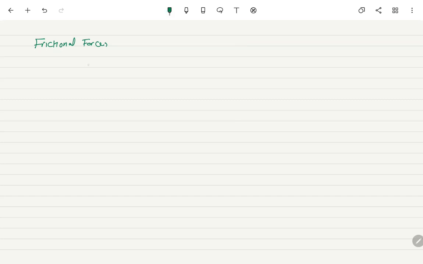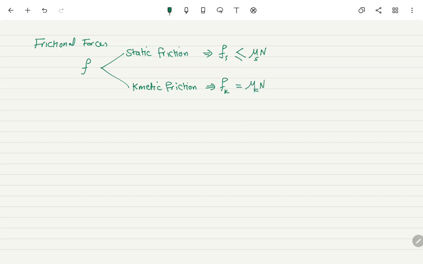Now frictional forces, small f here, two types: static friction and kinetic friction. In static friction, Fs is defined as less than or equal to mu s n, and in kinetic friction, Fk is equal to mu k n.